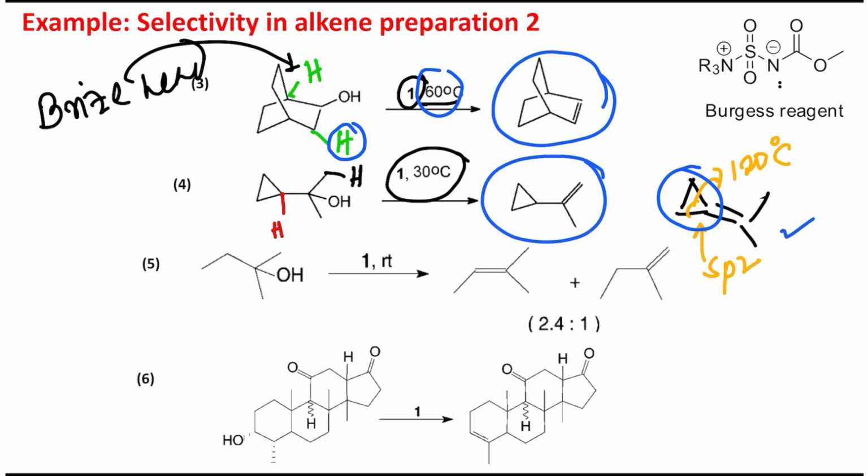Although the general tendency of such elimination is to follow the Zaitsev rule, which dictates that the more stable alkene will be the major product. So you can see example number 5, where this is the alcohol. Two options are possible, it could be eliminated from here or from here, but here the blue hydrogen, this part I am talking about, is predominantly eliminated and it produces this more substituted alkene, 2,4 compared to this one, which is less substituted. So this Zaitsev product dominates.